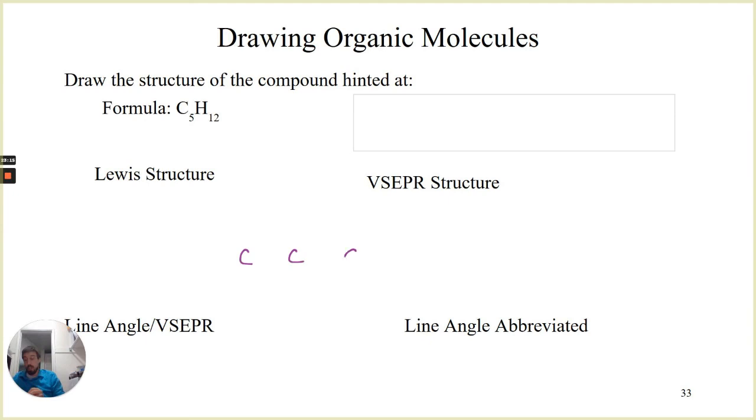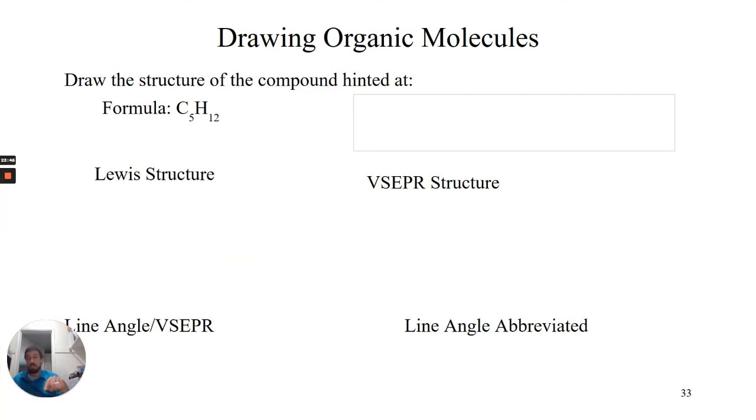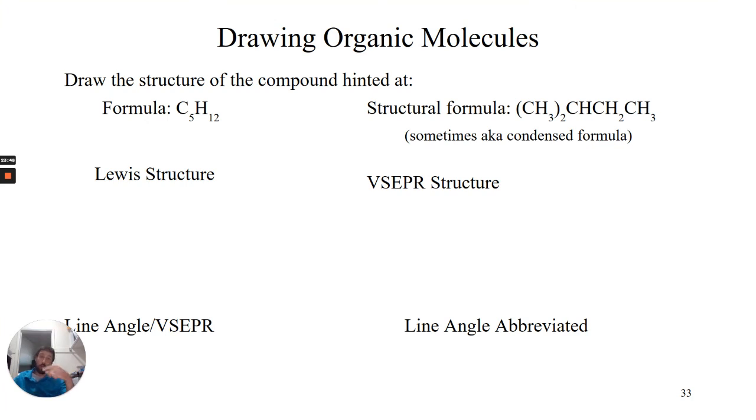And if you probably drew it out, 3 carbons, 4, 5, and then hydrogens, it'd be 1, 2, 3, 4, 5, 6, 7, 8, 9, 10, 11, 12. You'd have C5H12, and you'd be wrong because that's not actually what I was asking for. What I wanted you to draw was this one for Lewis structure. Why'd you draw the wrong one? This is what I wanted.